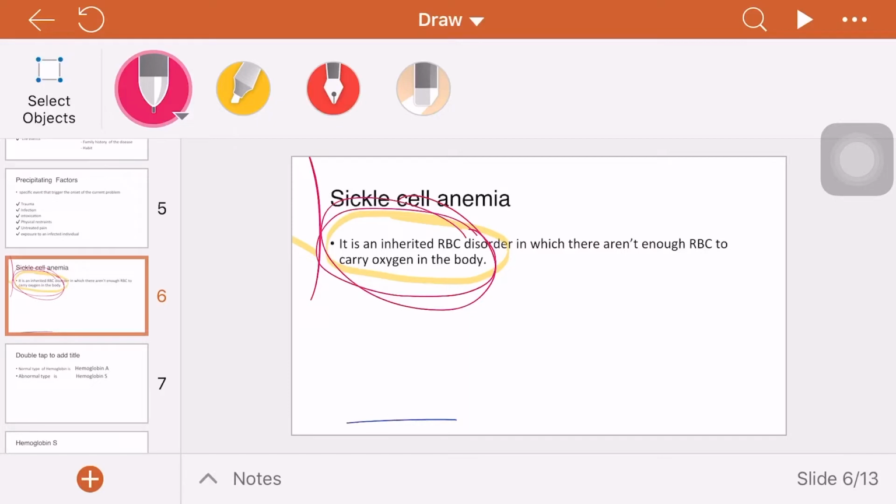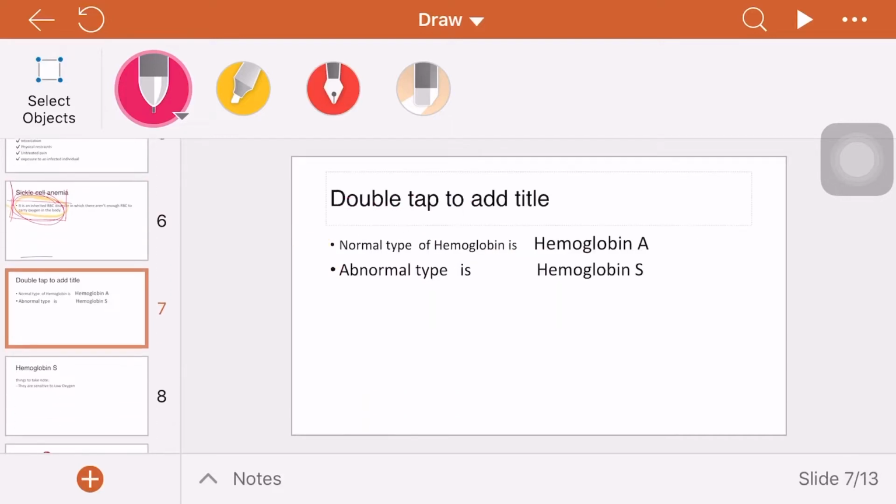So according sa book, it is an inherited red blood cell disorder in which there aren't enough RBC to carry oxygen in the body. Inherited meaning genetic, no? So genetic, asa man to siya nagbelong, predisposing or precipitating? Naa sa predisposing, no? Kaya inherited man siya. So it doesn't mean nga manifest siya dayon.